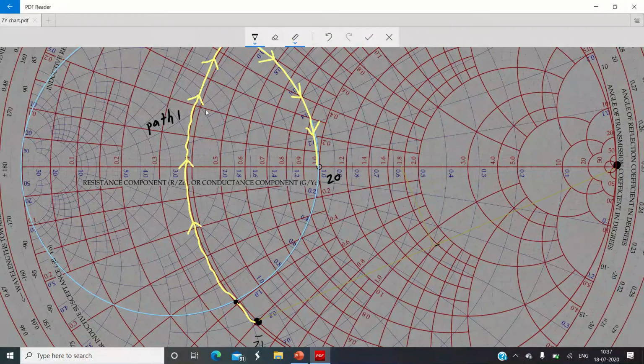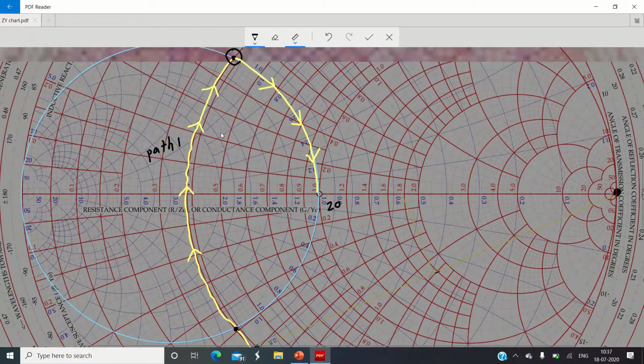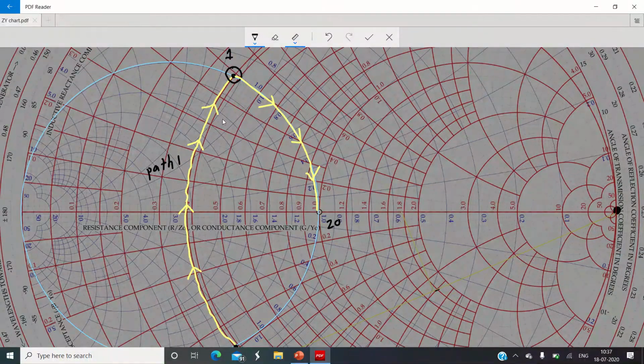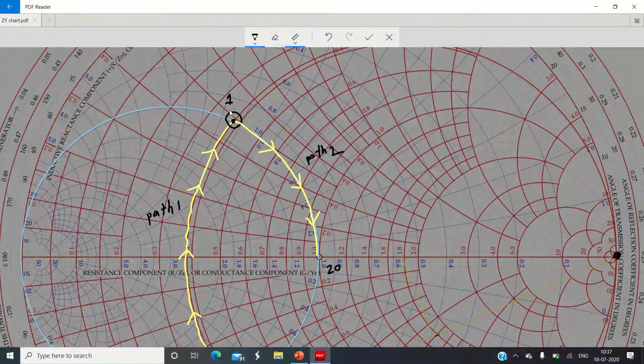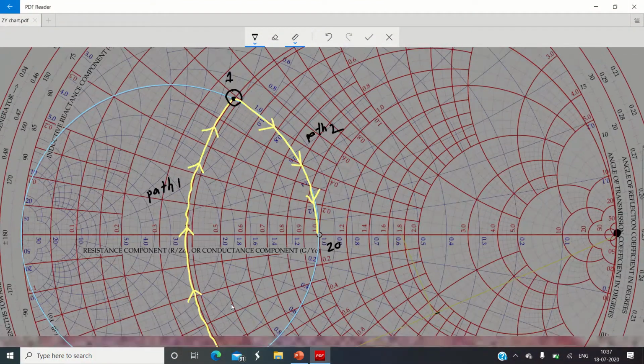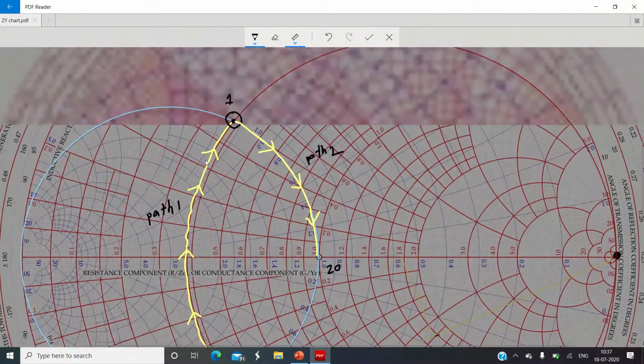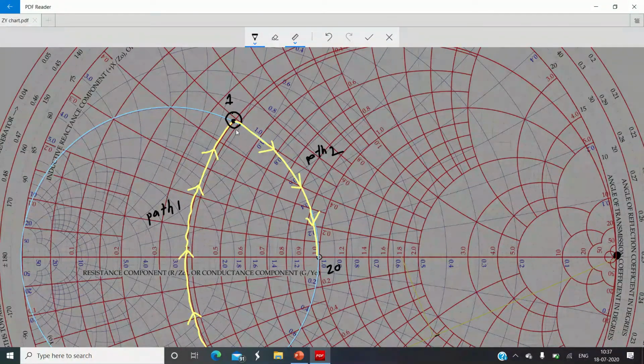Path 1, from ZL bar to point number 1, is going to give me a series inductor. And path number 2 is from point number 1 to Z0. Please remember that the intermediate point in the entire path is point number 1. From ZL bar we go up to point 1, which is the intermediate point, and from point 1 we trace down and reach the center of the Smith chart.